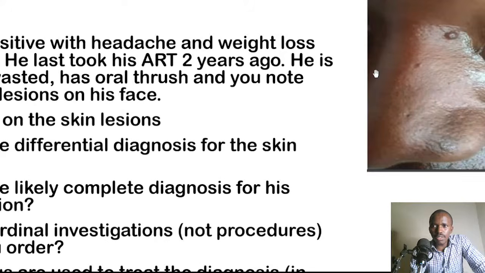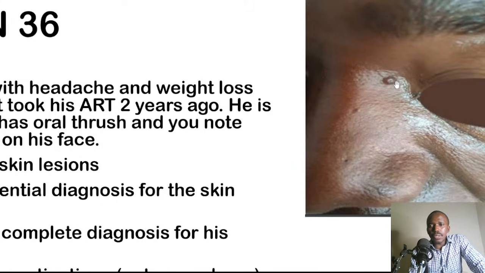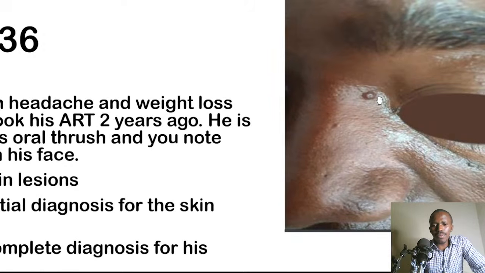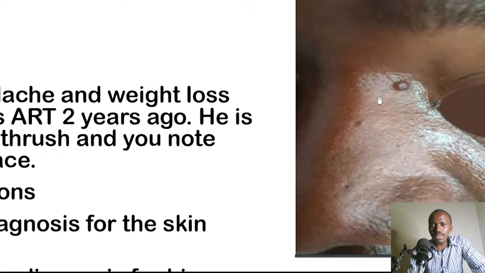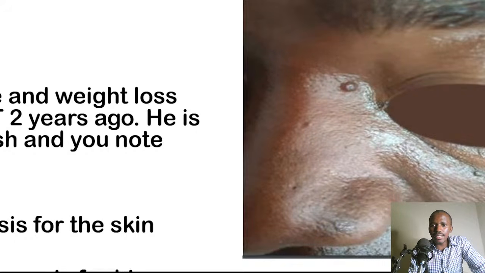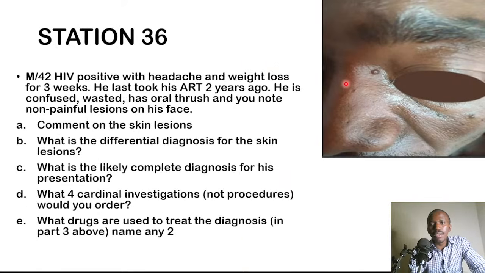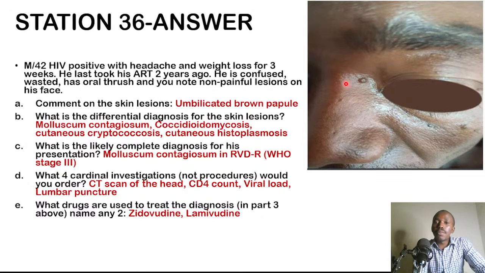you can see that this looks like a rounded elevation. This is a rounded lesion. Most likely this looks like a papule, and it has a dot. You can see that if you increase the resolution, there's a central dot here. It's umbilicated, like it has an umbilicus. So this is very characteristic of a condition known as Molluscum Contagiosum. So this person has umbilicated brown papules.